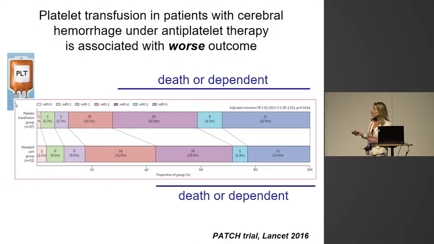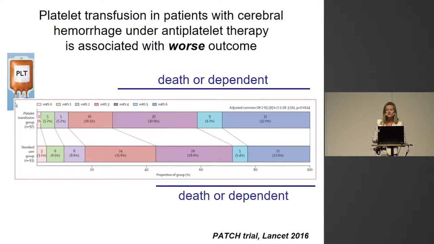These are the results, and you're looking here at a modified ranking scale. They were actually the opposite of what the hypothesis was. The proportion of patients who were dead or neurologically dependent was higher in those receiving platelets versus those not receiving platelets. So that begs the question, what is the effect of platelet transfusion?